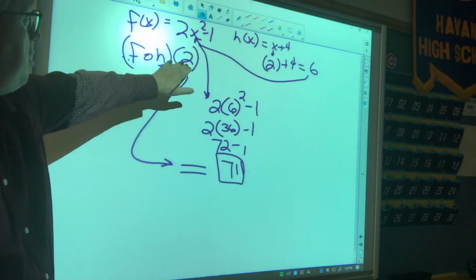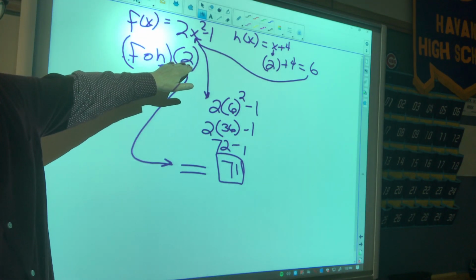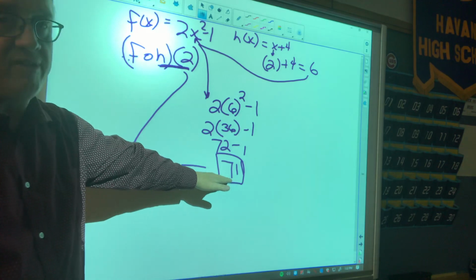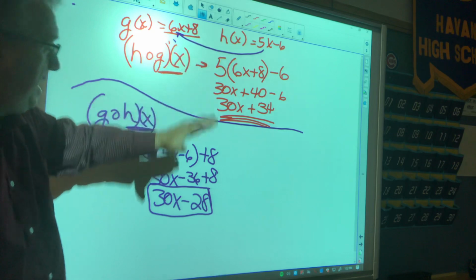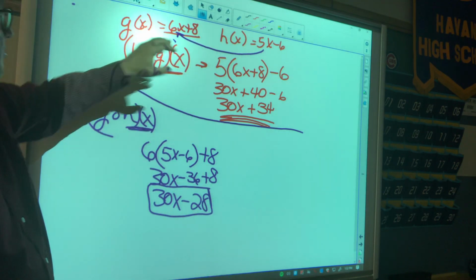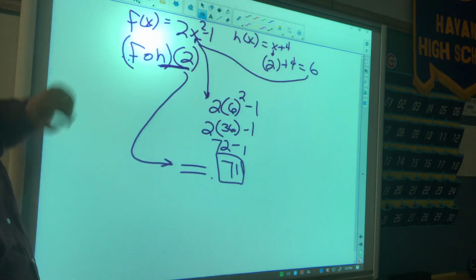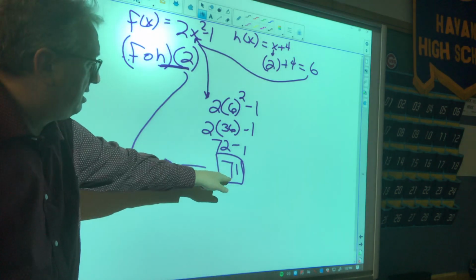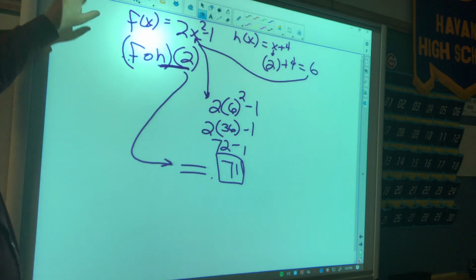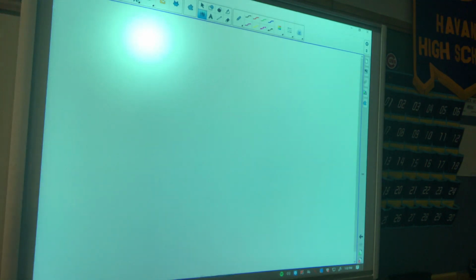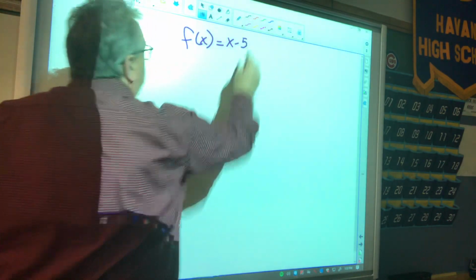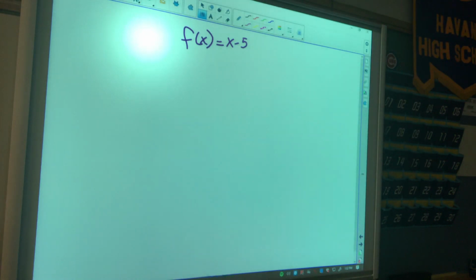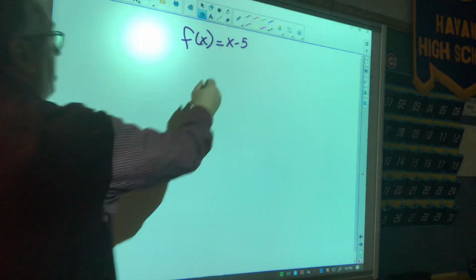Notice that when we're taking the function of an actual numeric value, we end up with a numeric value. Whereas before, we took the function of a function and ended up with another function. So function leads to function, numeric value leads us to a numeric value. Let's do one more example. f of x is x minus 5. g of x is x squared.